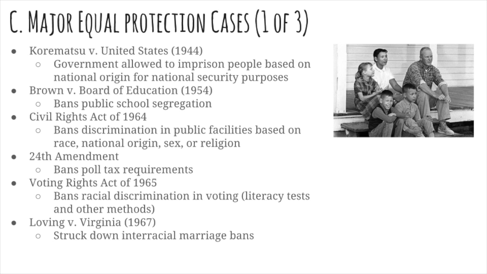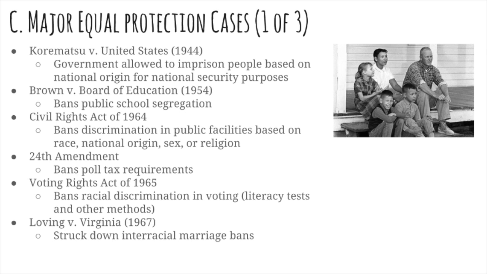Most of you are familiar with Brown v. Board of Education of 1954. This overturned the famous Plessy v. Ferguson case of 1896, I think, which basically allowed separate but equal to rule in schools, and this basically overturned that doctrine and said that no, you can't discriminate, you can't segregate black and white students in schools.